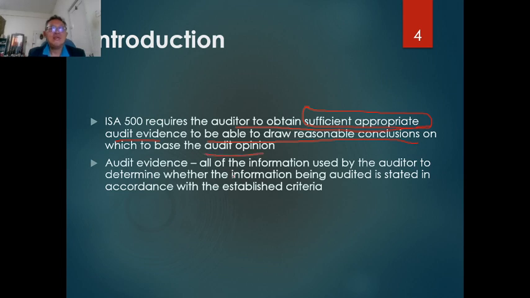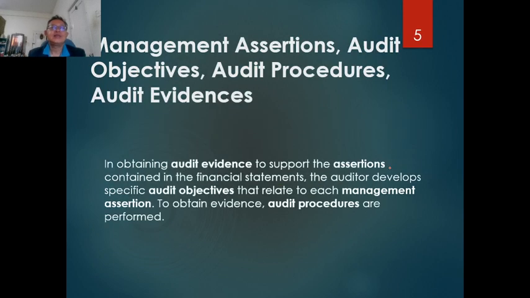So what is audit evidence? It is all the information used by the auditor to determine whether the information being audited is prepared according to the established criteria. Here, what is the established criteria? It is the MFRS here in Malaysia, the financial reporting standards. Again, for this part, you need to know what audit evidence is and why it is important to gather appropriate and sufficient evidence.